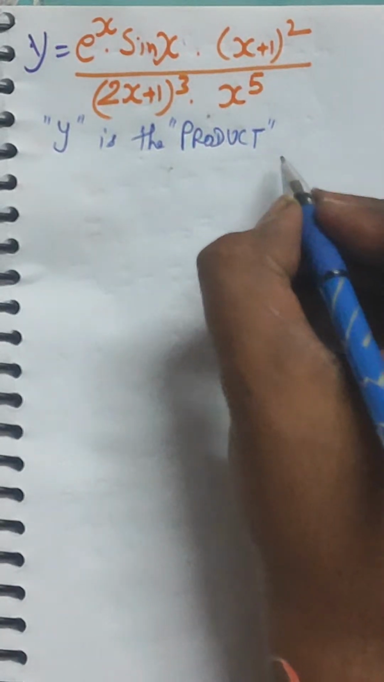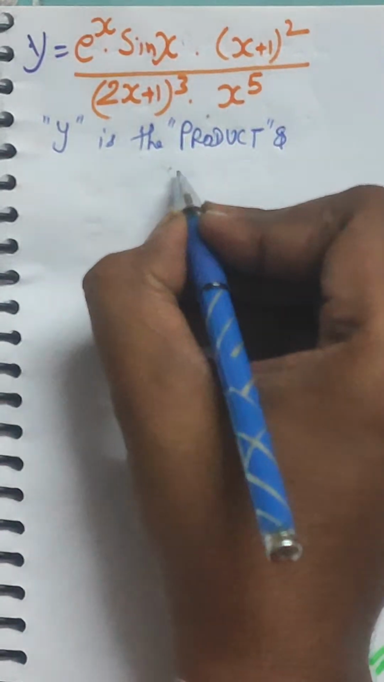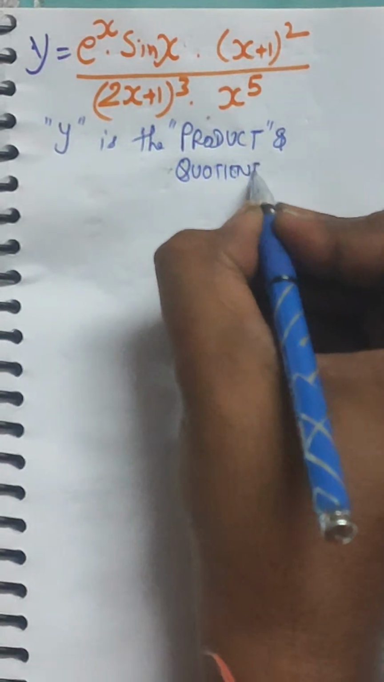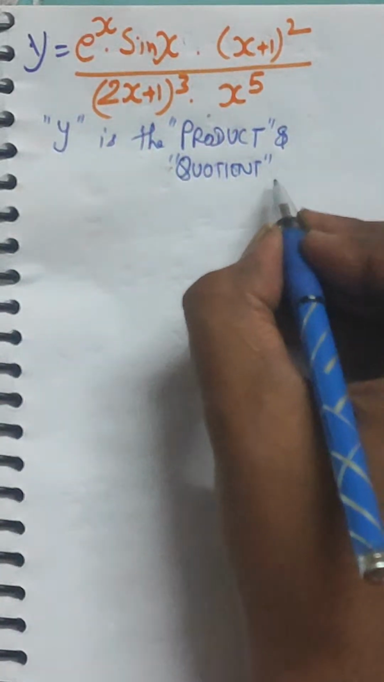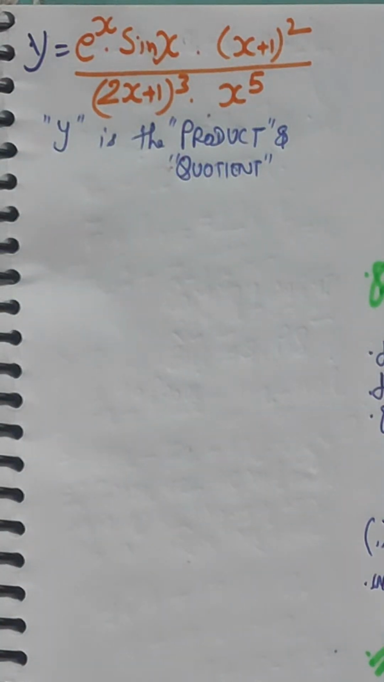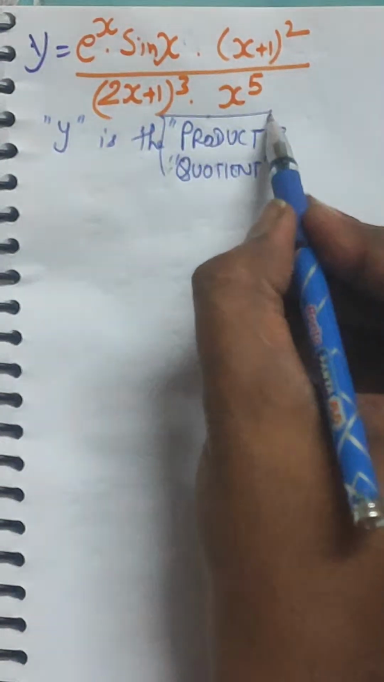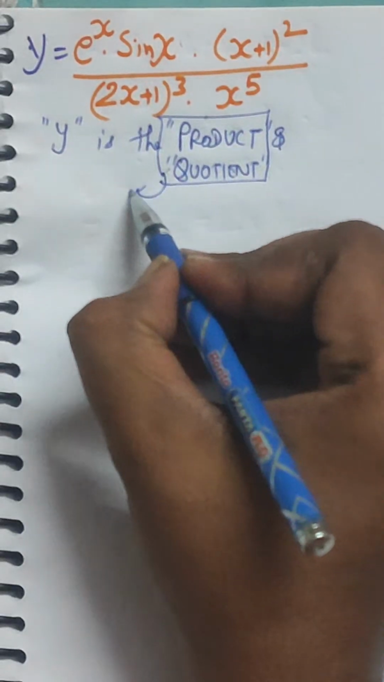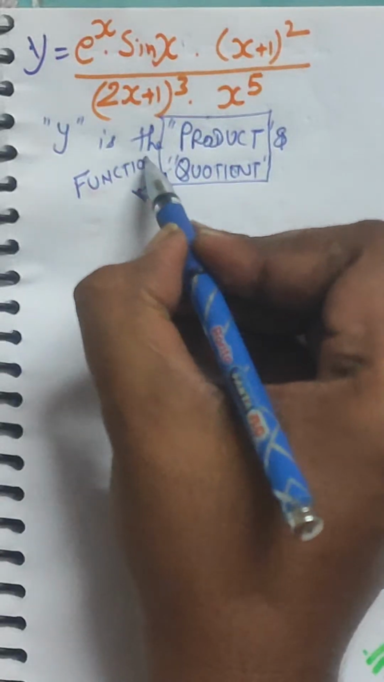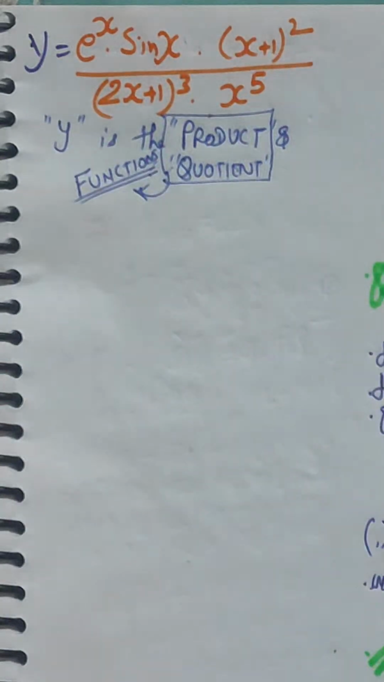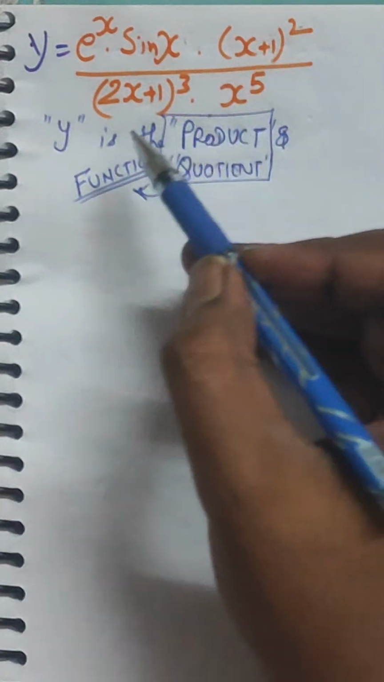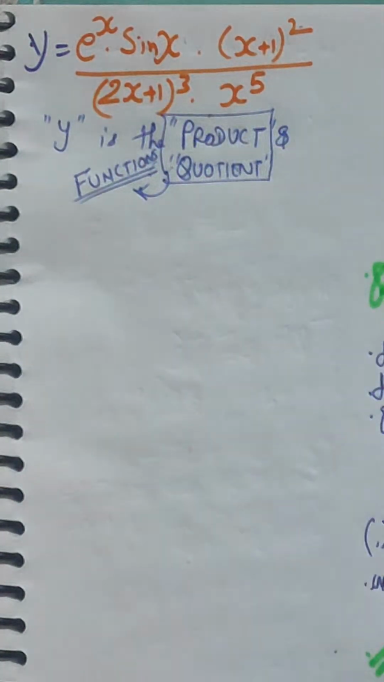product and quotient of a number of functions, right? This product and quotient for what? For number of functions. So you can see the functions over here are e to the power x, sine x, x plus 1 whole square, 2x plus 1 whole cube, x power 5, right?